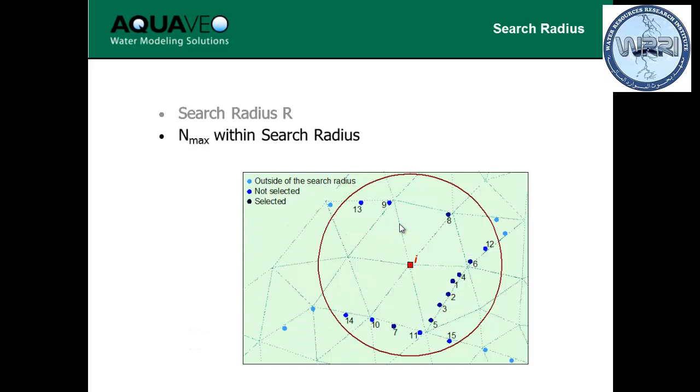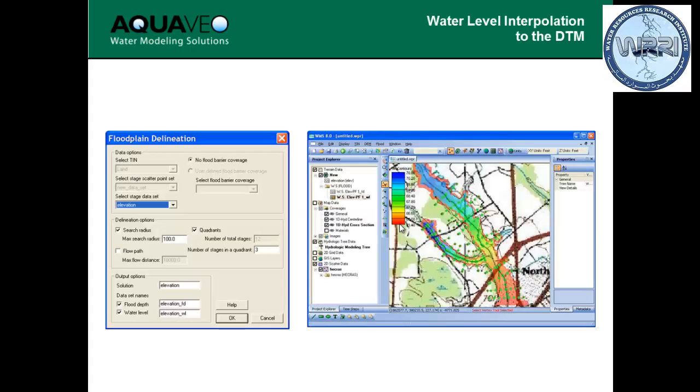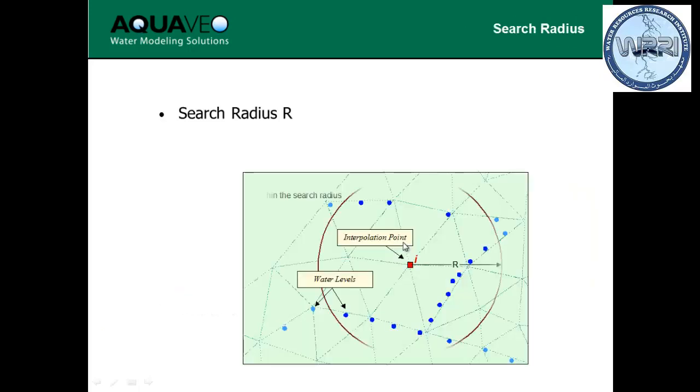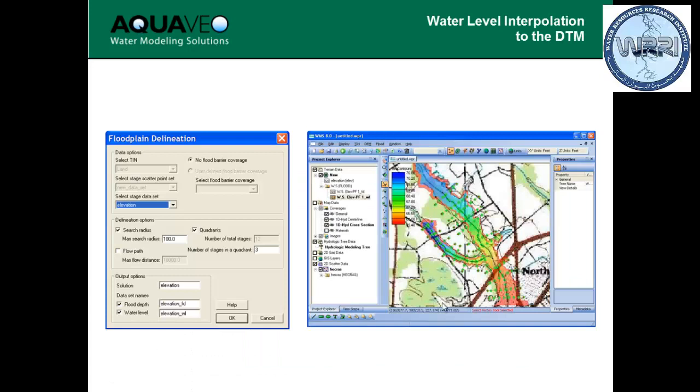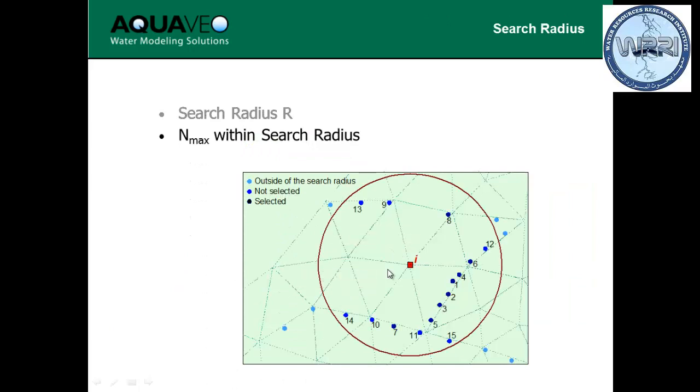Another parameter is the maximum number of points, so the number of total stages that WMS searches for. Right here in this window, I don't have that option turned on, but it's set to 12. But it could be set to any number. In this case, I'm only searching for the closest 8 points. And so any dark blue point on this image, WMS will use for interpolation.